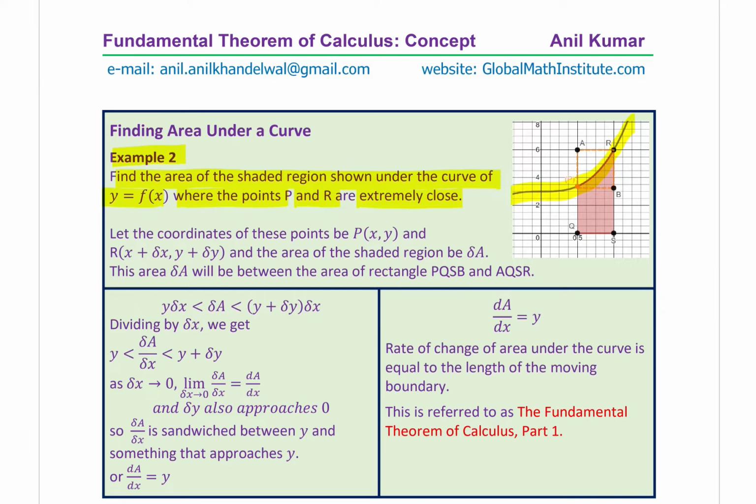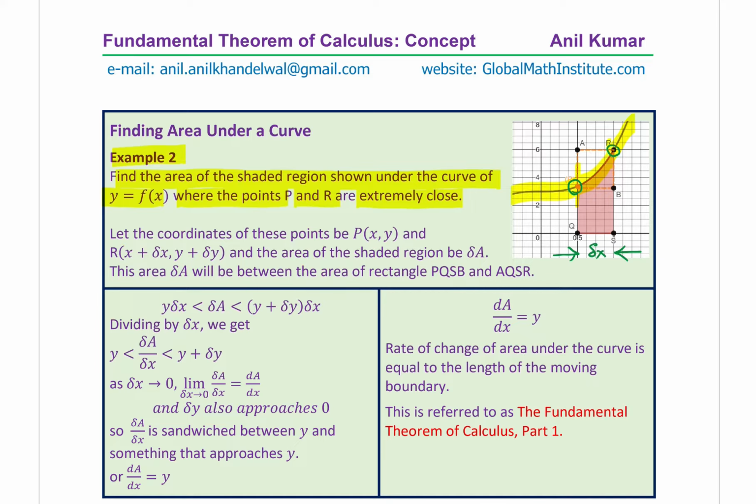So we have taken 2 points here, P and R. So P is right there and R. So these are the 2 points to be considered, right? So we have these 2 points P and R, which are very close. That means that the distance between them is delta x, correct? So that is what we're trying to say.